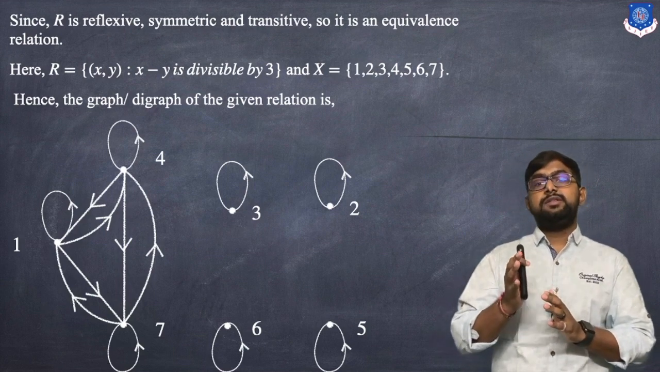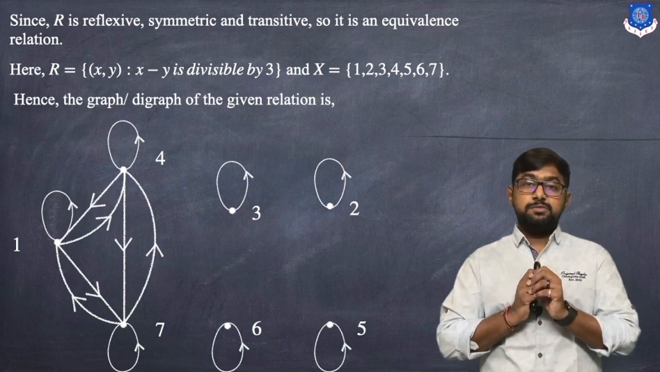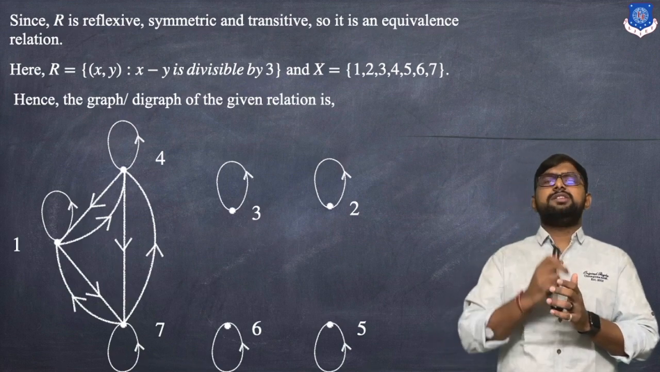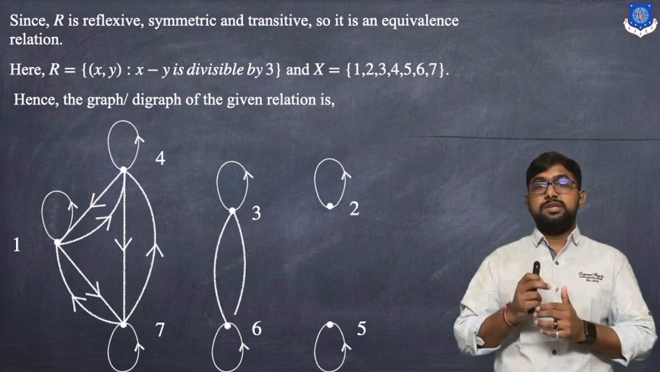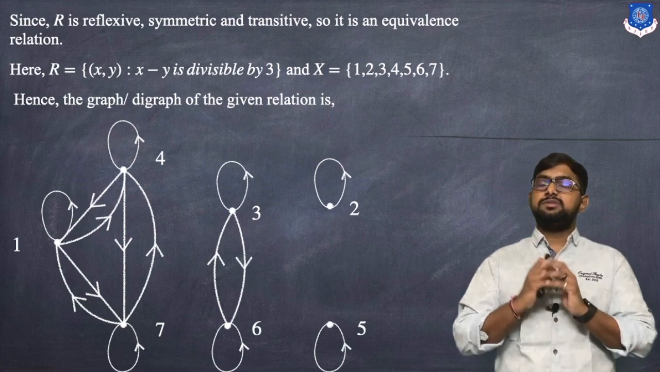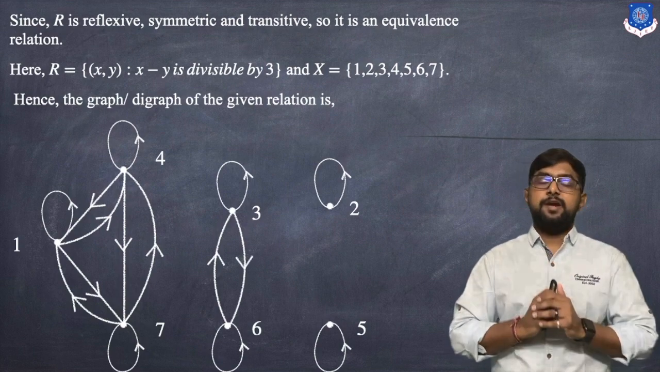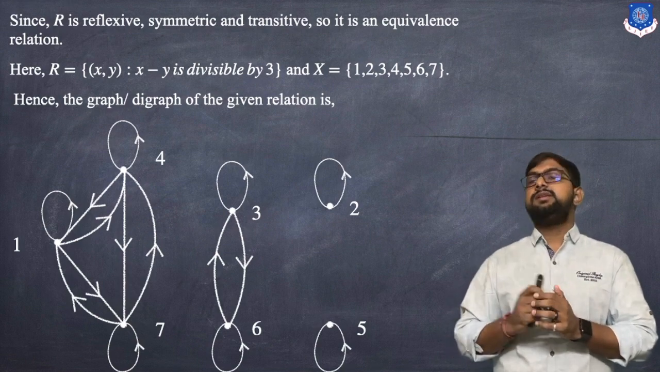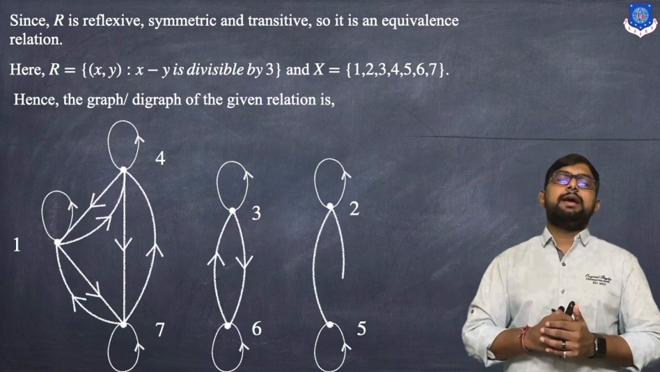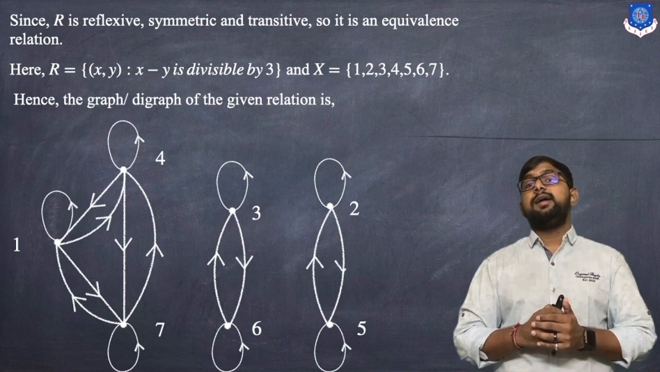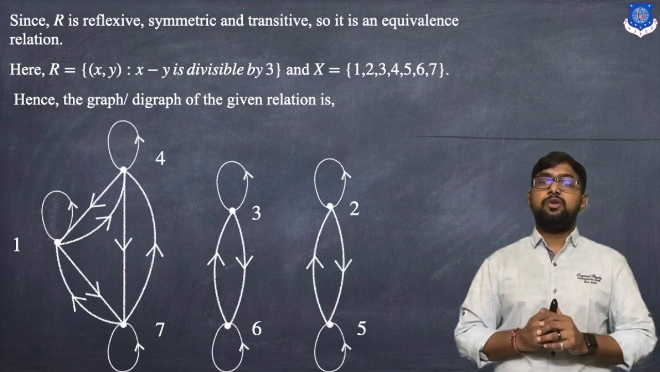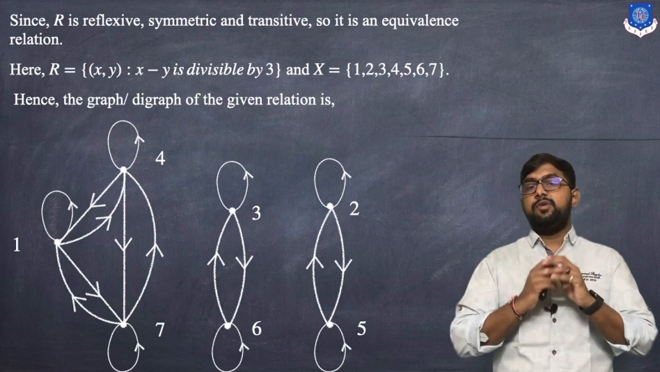Now for 3 and 6, their subtraction is divisible by 3. So the (3, 6) and (6, 3) pair will be there. So this will be there. Now for the 2, 5 pair, their subtraction is divisible by 3. So it will be like this, (2, 5) and (5, 2). So this is how you can draw the digraph of the equivalence relation directly.